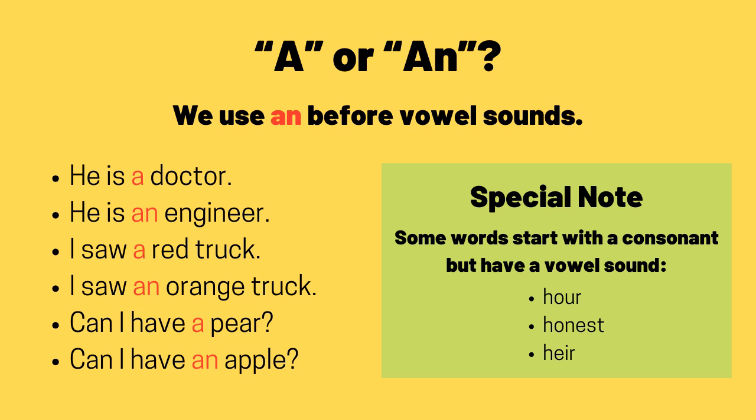You may have noticed that I said an intake. This is the form we use with vowel sounds instead of a. The rule is the same though. If you need to write a but realize that the word has a vowel sound, just change it to an.